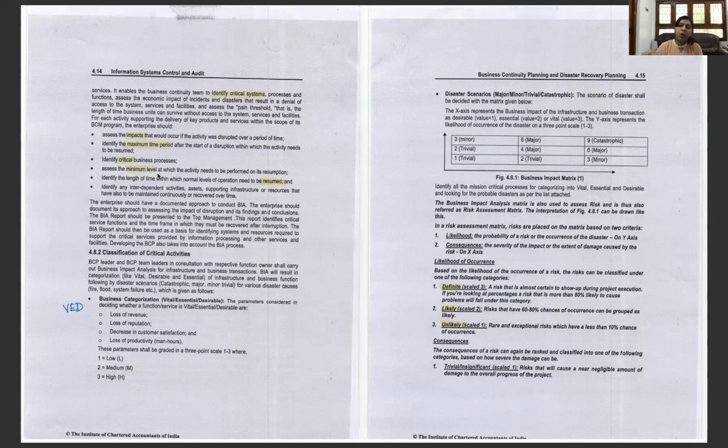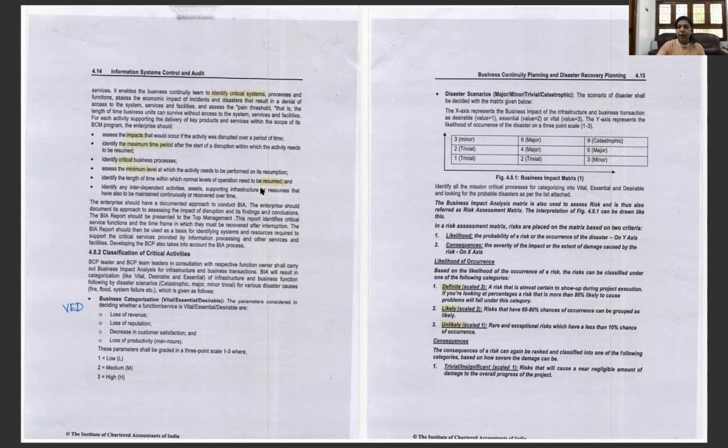It is not possible to resume at full-fledged, 90% or 80% production capacity or something like that. It has to start at a minimum level, so at least like 60%. Then identify the length of time within which the normal levels of operation need to be resumed. That is, within how much time can we come back to normal.